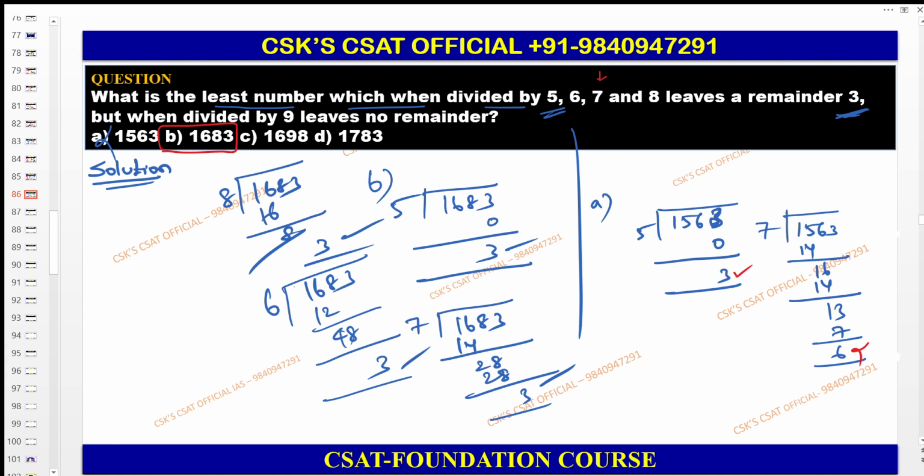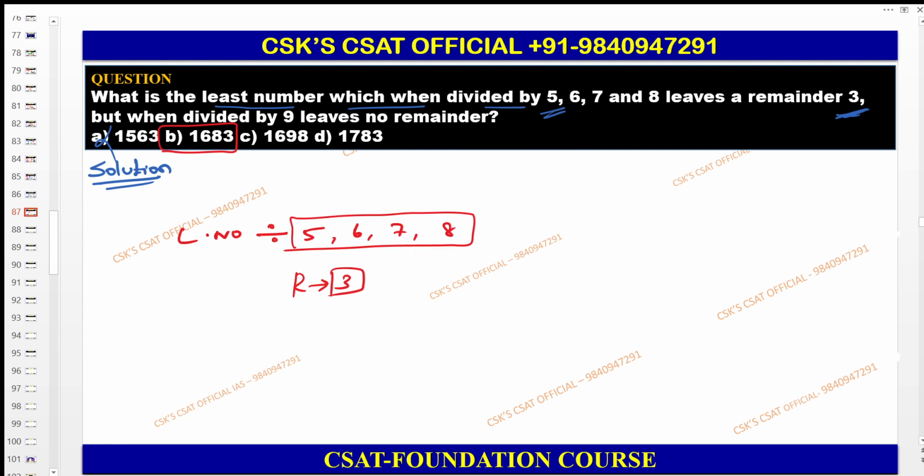When I am dividing 1683 by 5, by 6, by 7, by 8 separately, all cases give you the remainder 3. Then that is the right answer. If one case fails, then that is not the option. Here all the cases are satisfied, so that is the answer.